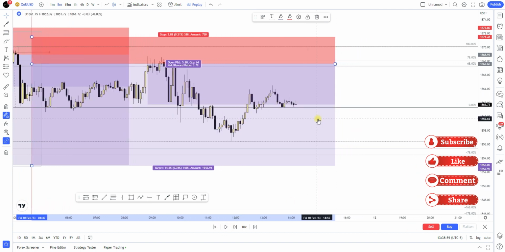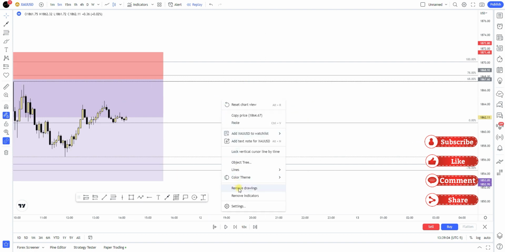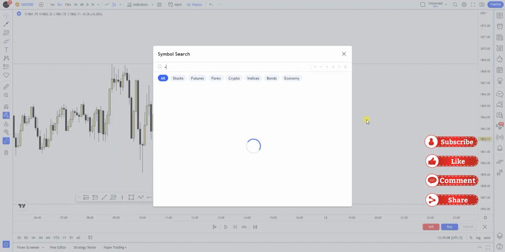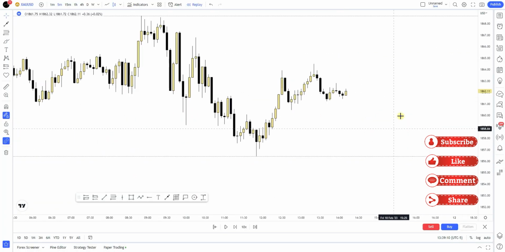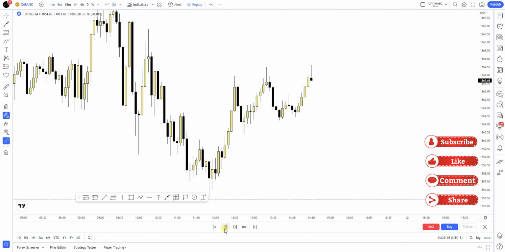All right. I'm actually just going to stop this one because it doesn't make sense I keep going. Let's just delete this and we're going to try it again. Again, this is the 5-minute chart of gold. Let's make this bigger. And we're going to hit play until we see the session starting to form.